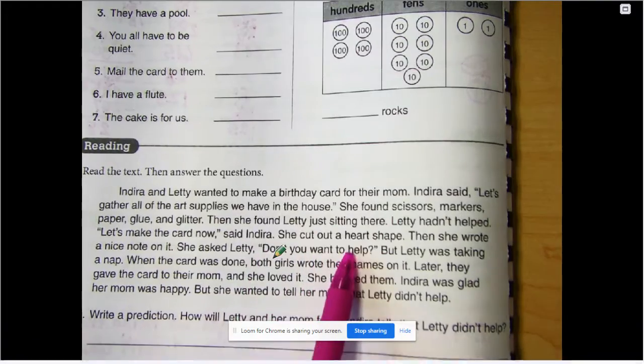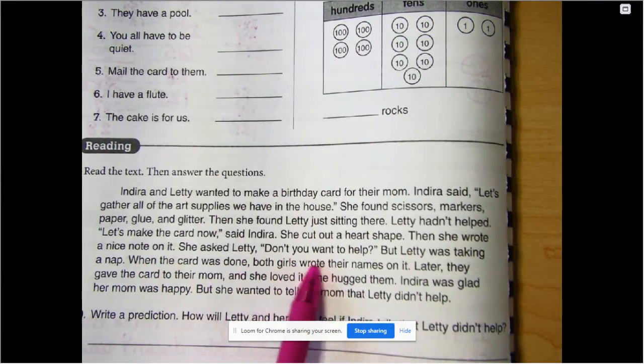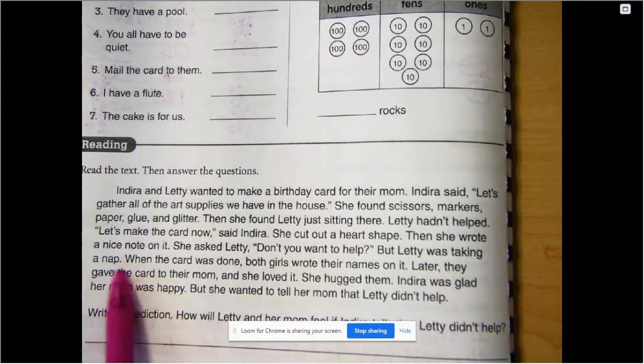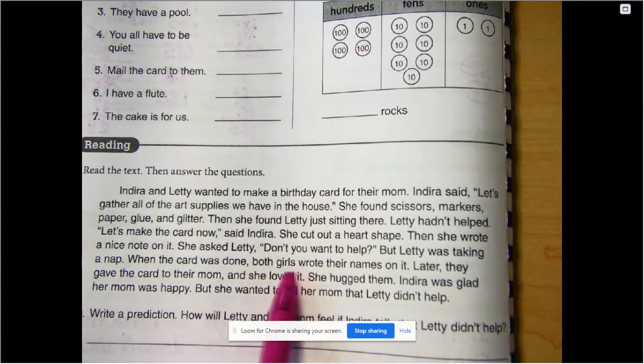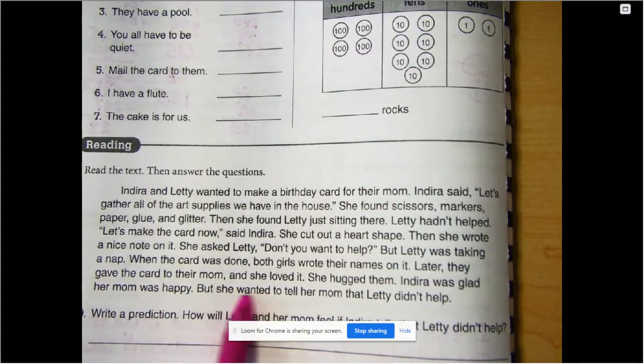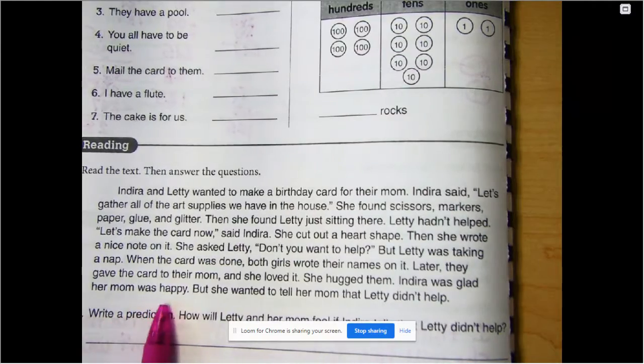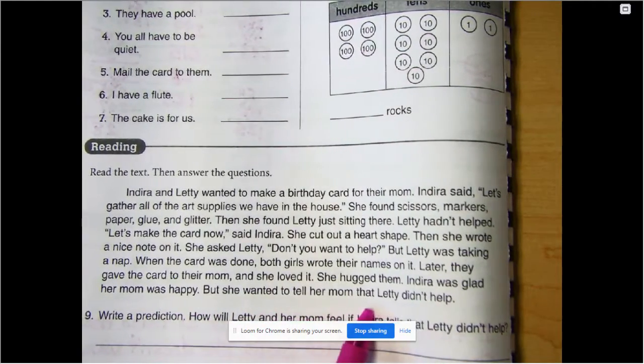She cut out a heart shape. Then she wrote a nice note on it. She asked Letty, don't you want to help? But Letty was taking a nap. When the card was done, both girls wrote their names on it. Later, they gave the card to their mom, and she loved it. She hugged them. Indira was glad her mom was happy, but she wanted to tell her mom that Letty didn't help.